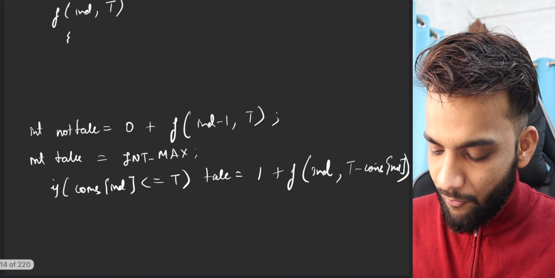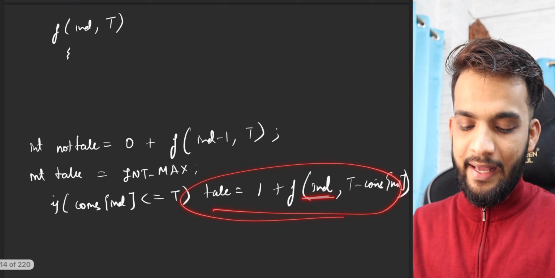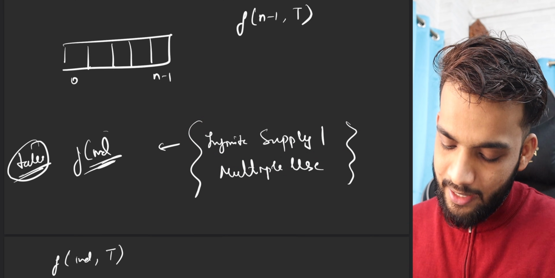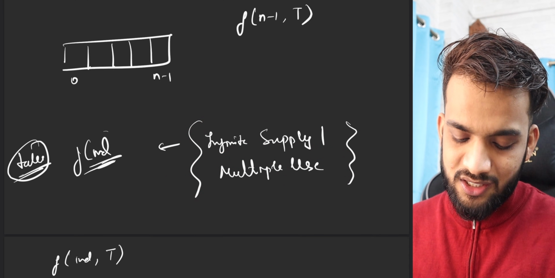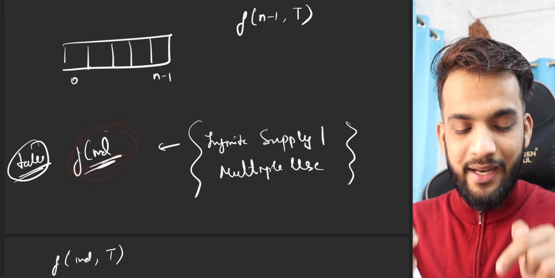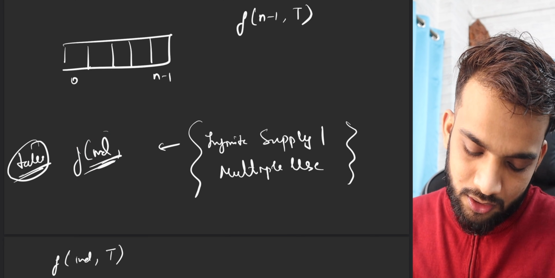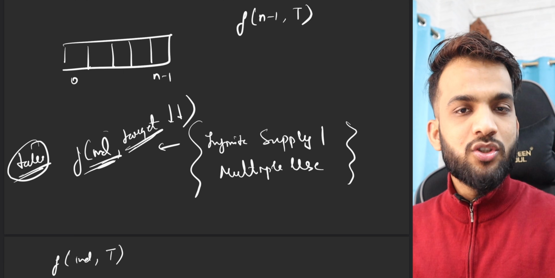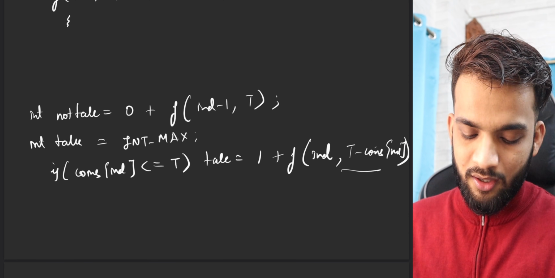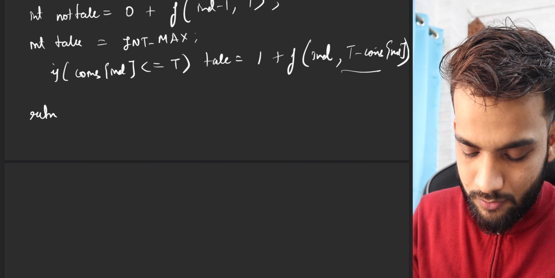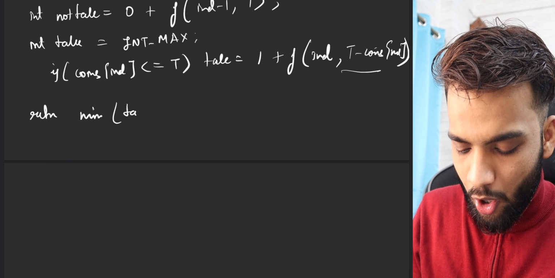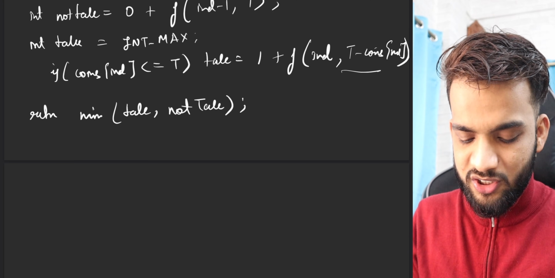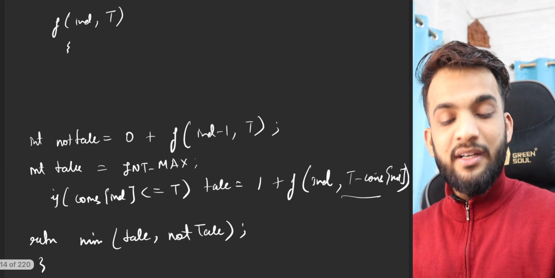So eventually you will move. So that's the funda of take. You always stand at the index. Remember this. Whenever there is something like infinite supply, something like multiple use, you always stand at the same index, and you'll just alter the target, by as much as possible. So that's what you have done. And now what do you need to return? The minimum of the combo of take or not take is what you have to return. You'll return the minimum of take and not take.